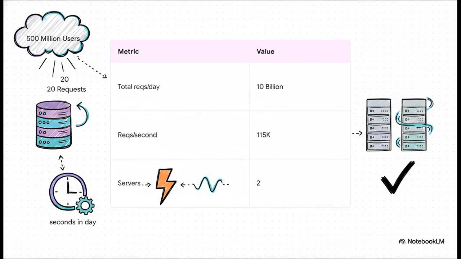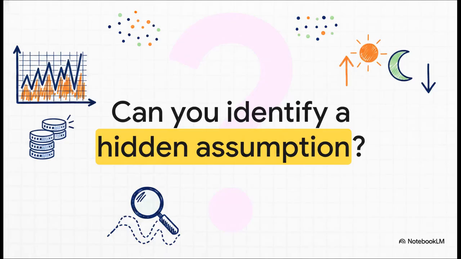Let's figure out why that feels suspiciously low. Wait a minute. 2 servers? To run a global service for 500 million daily active users? Absolutely no way. You always have to judge if numbers are reasonable, and this plausibility test screams that something is terribly wrong. Can you spot the hidden assumption in our calculation? The flaw here is that we assume traffic is perfectly, evenly distributed across every single second of a 24-hour day. And well, in the real world, that literally never happens.